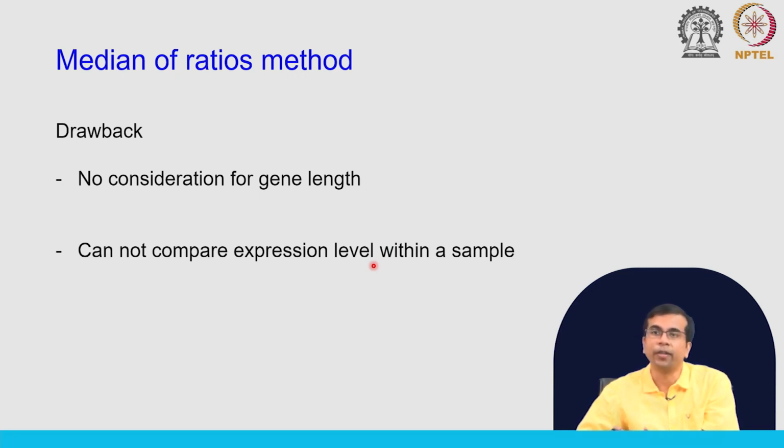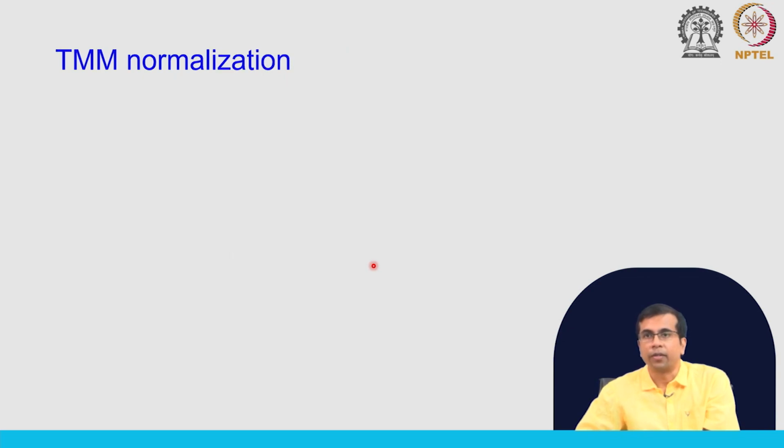So, this will require some other method, right, a within-sample normalization method. The median of ratios method is strictly between-sample normalization, right. So, we can compare across samples, but not within samples. Okay. So, the next normalization method that is also very popular is called TMM normalization.